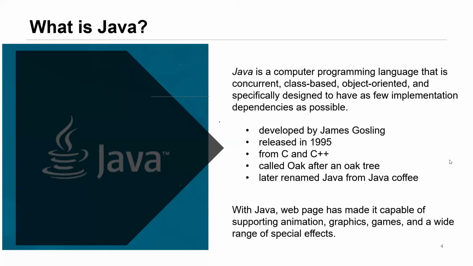Before Java, the World Wide Web was limited to the display of still images and texts. However, the incorporation of Java into the web page has made it capable of supporting animation, graphics, games, and a wide range of special effects. With the support of the web, we can run a Java program on someone else's computer accessed from the internet.